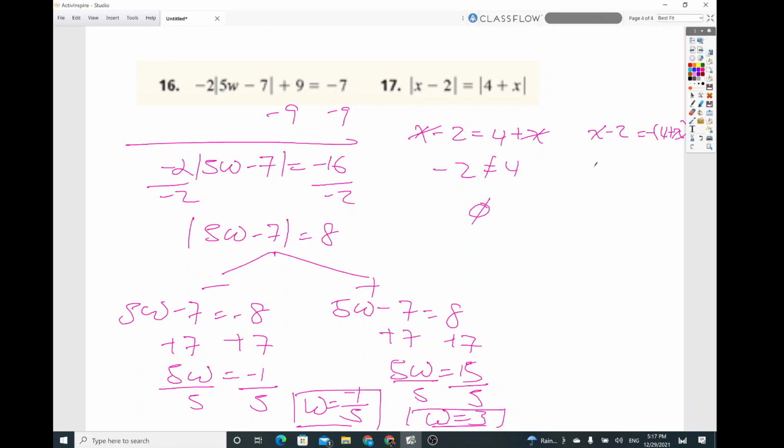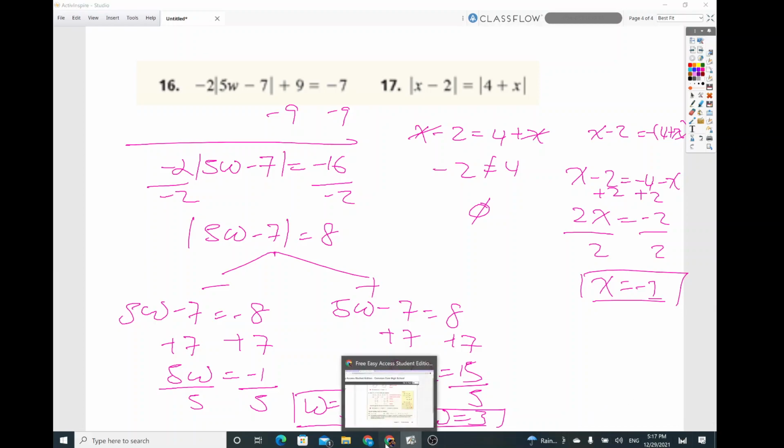And then for the negative, we got x minus 2 equals negative 4 minus x. The negative 1 distribute. So x plus x, then we do have 2x. And then add 2 on both sides. So we do have negative 4 plus 2, which is negative 2. Divided by 2, so we got x equals negative 1. So there's only one solution for this part.